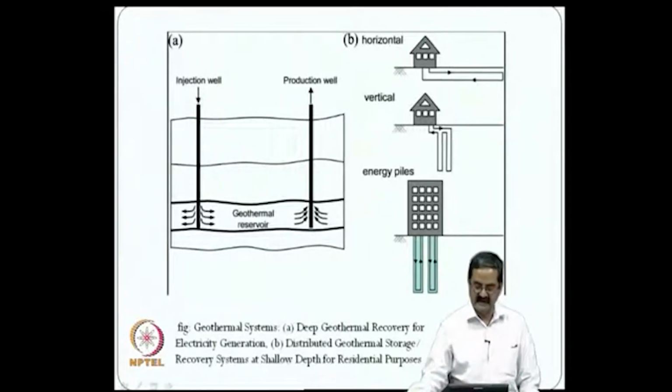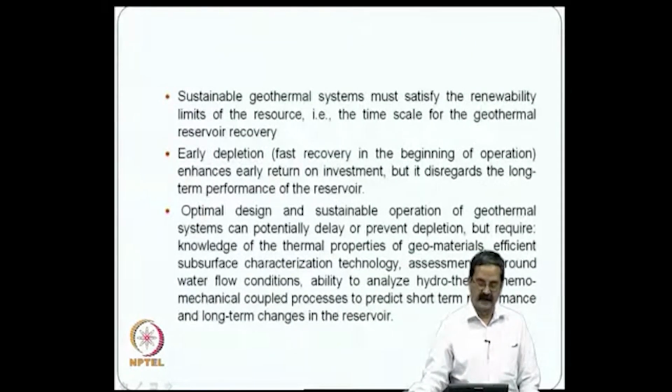So, these are all some examples, and very importantly, whatever you do, you are looking at sustainable geothermal systems, which means it's a source of renewable energy, number one. It cannot be an energy that gets exhausted. So, you must have a time scale for these systems. Say for example, how can you make these geothermal systems very effective in 10 years?